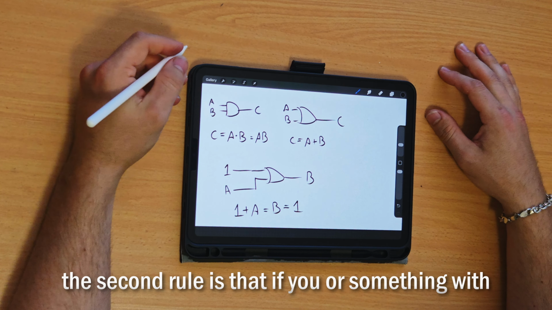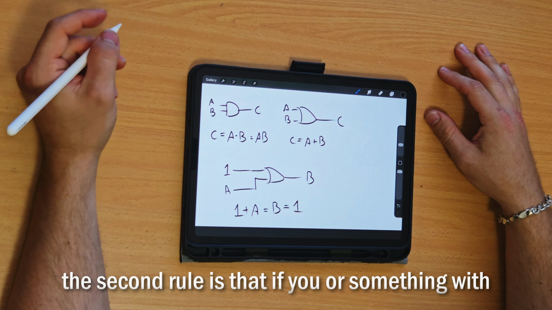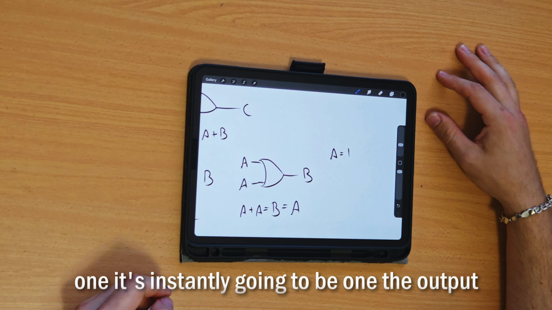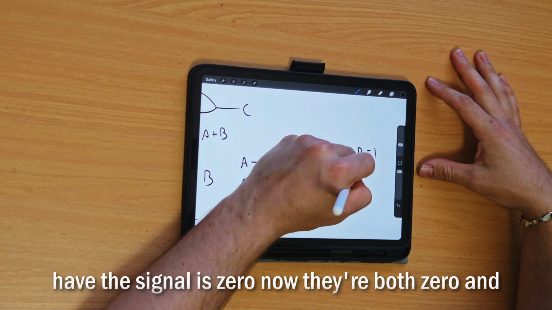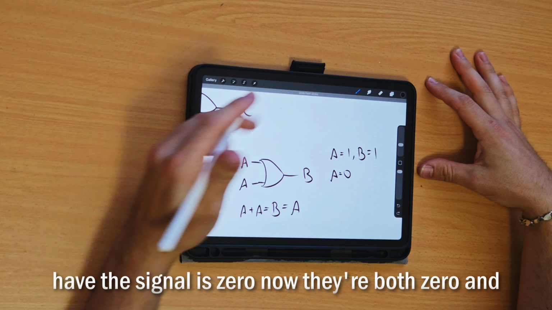The second rule is that if you OR something with itself, A or A, the output of that is just going to equal itself, because if you have signal A equals 1, it's instantly going to be 1, the output, because one of the signals is 1. But then if the signal is 0, now they're both 0, and so the output equals 0. So there's only 2 use cases here, and these are the 2. And the output exactly matches the input. So if you have an equation and you see that pop up, you can just simplify that to A.